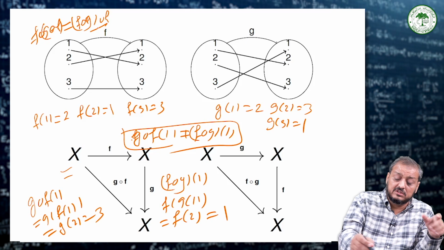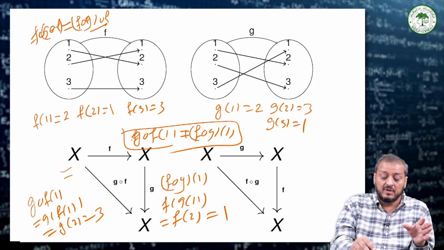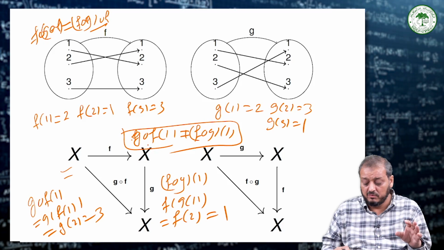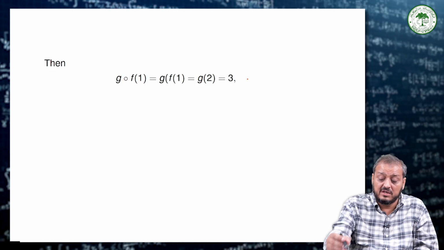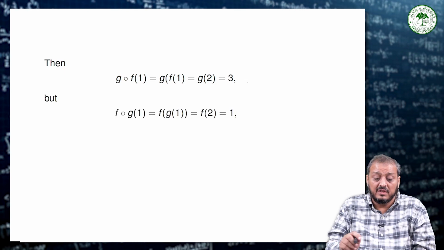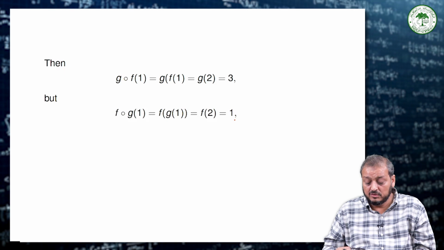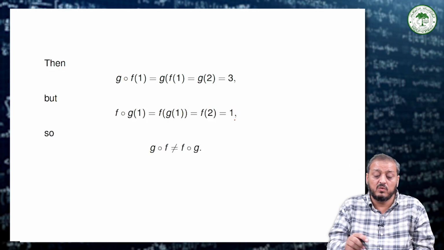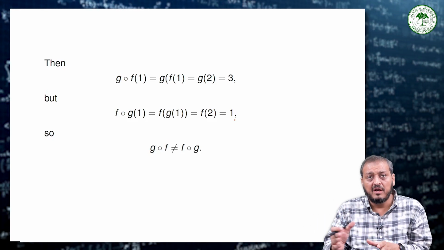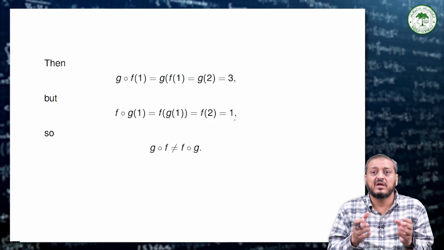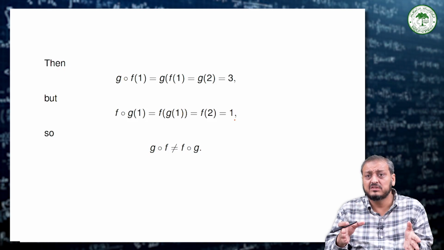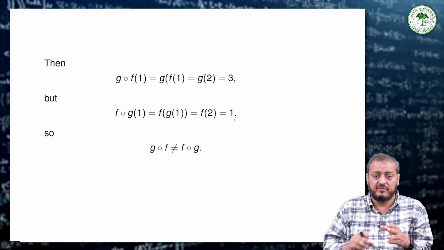As one example, I take f composition g of 1 is not equal to g composition f of 1. Similarly, calculating the other, g composition f of 1 is equal to 3, and f composition g of 1 is equal to 1. So, we say that these two are not equal. So, f composition g and g composition f are different. If these two are different, then clearly the commutative condition does not hold.